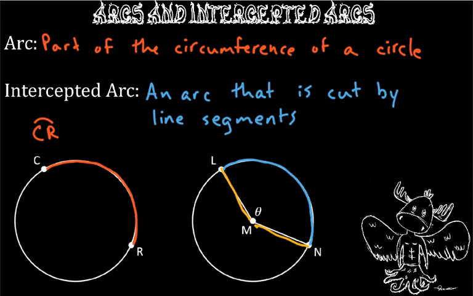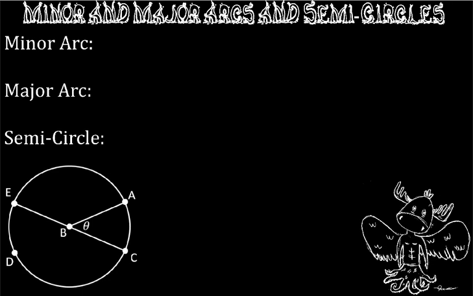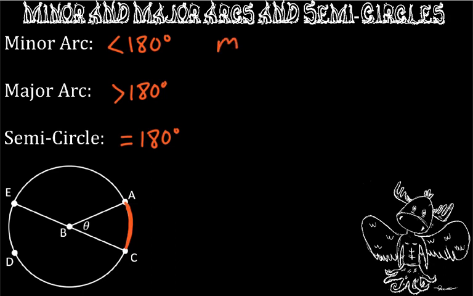In order to get a little bit more specific, we have to talk about different kinds of arcs and semicircles. The minor arc is any arc that is less than 180 degrees. A major arc is any arc that is greater than 180 degrees. And a semicircle is any arc that is equal to 180 degrees. So in this case, we can talk about arc AC. That is certainly less than 180 degrees. So we can say the measure of arc AC, and we put a little arc over the AC, is less than 180 degrees.